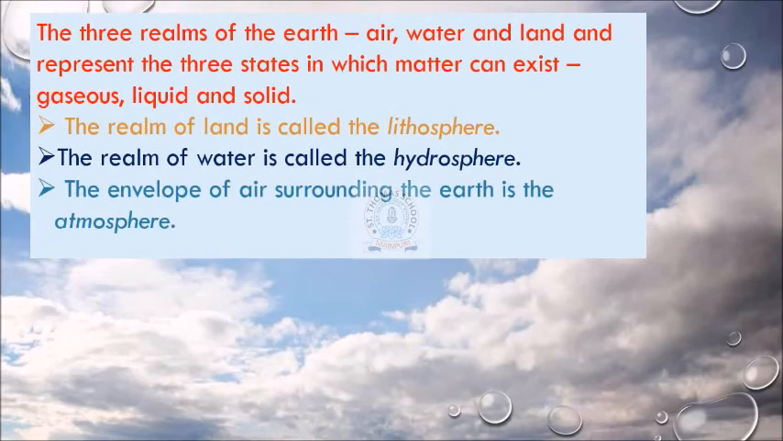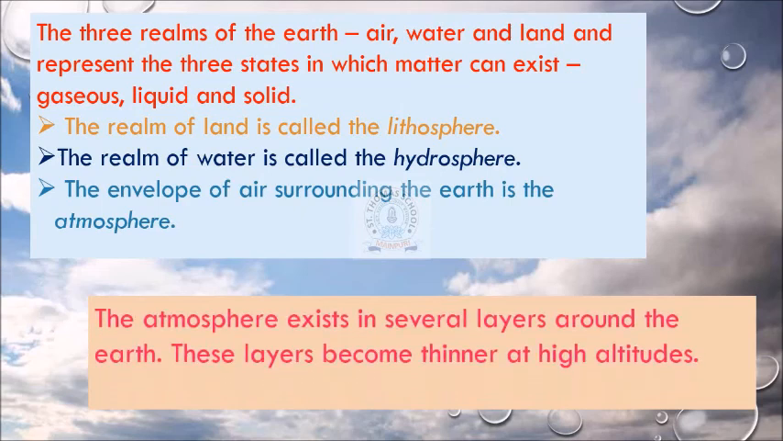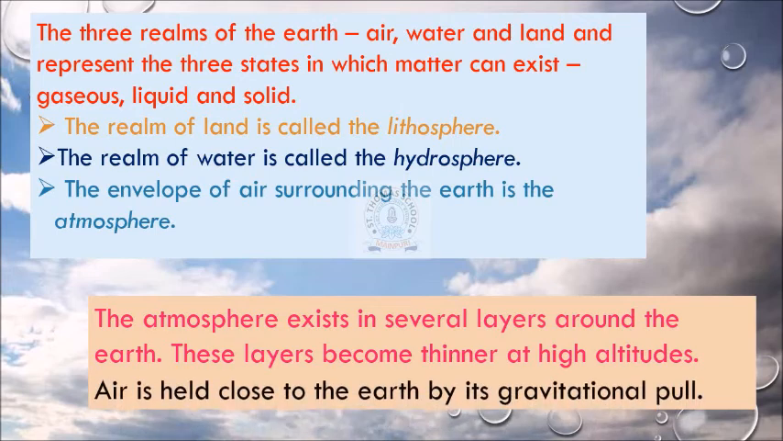The atmosphere exists in several layers around the Earth. These layers become thinner at high altitudes. Therefore, one finds it hard to breathe as one goes up. Half of the total mass of air is found below 5 kilometers, touching the surface of the Earth. Air is held close to the Earth by its gravitational pull.